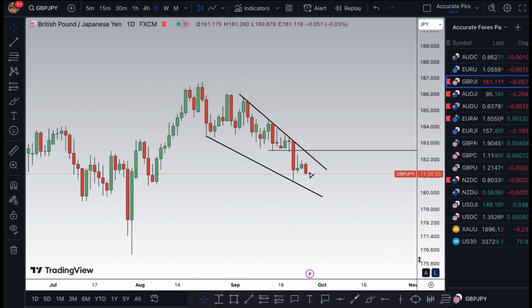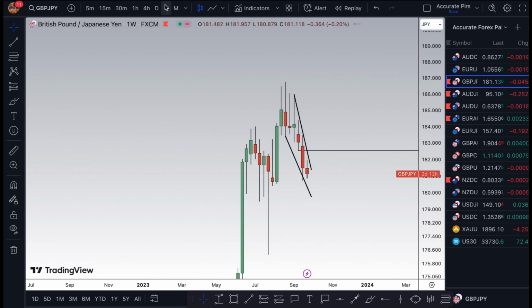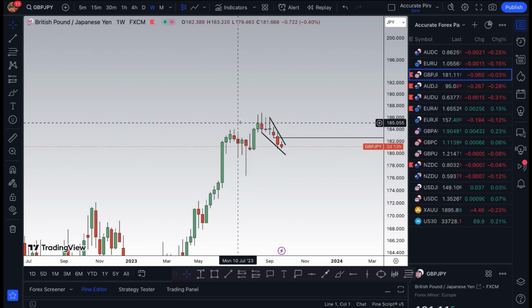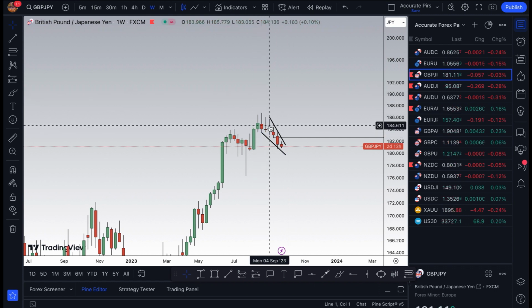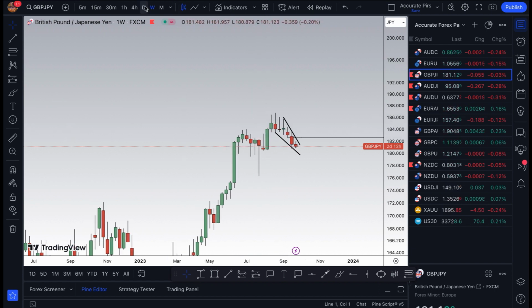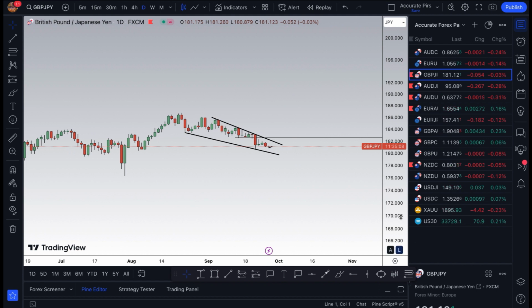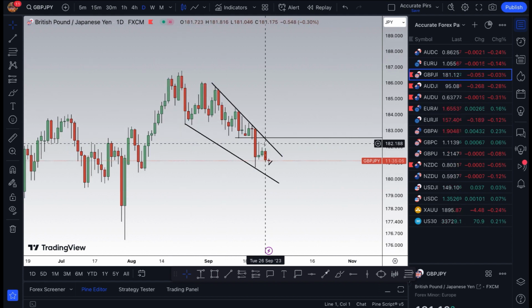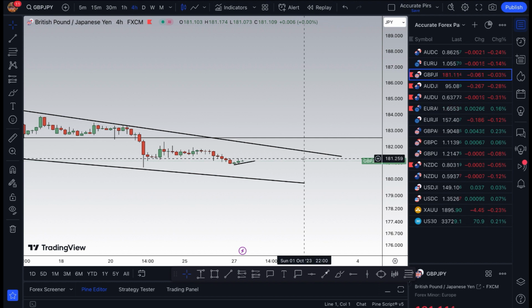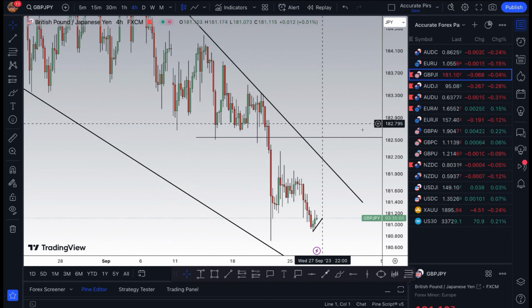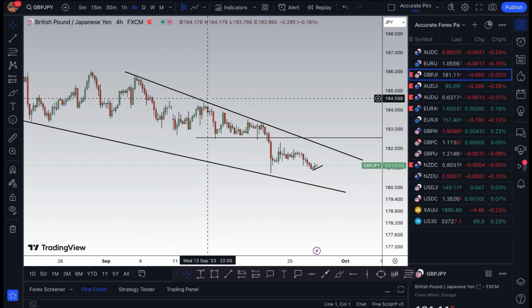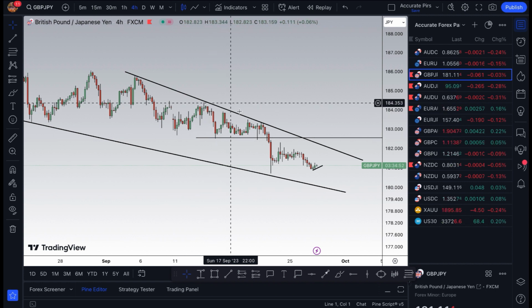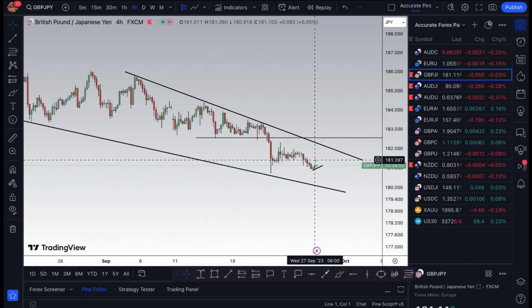With GBP JPY, you can see the market is in a downtrend on a daily time frame. Looking at it on a weekly time frame, we've had these gravestone dojis, which indicate that the market looks like it's going to have a reversal and push towards the downside. On the daily time frame, the market is now making its movement towards the downside. With GBP JPY, we're in this range, pushing towards the downside on a 4 hour time frame with lower highs, lower lows, lower highs.